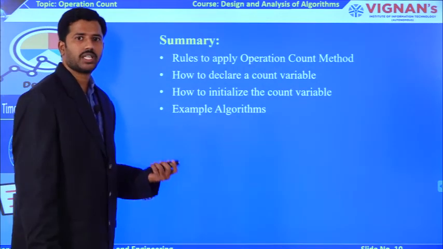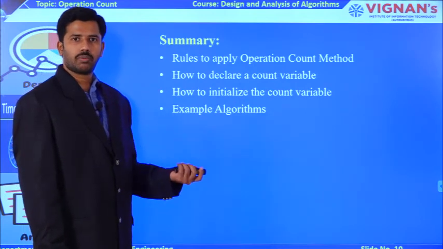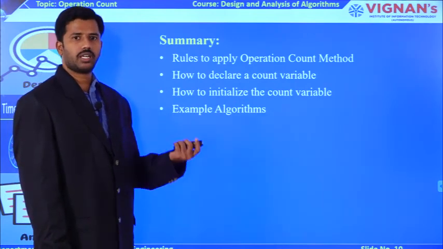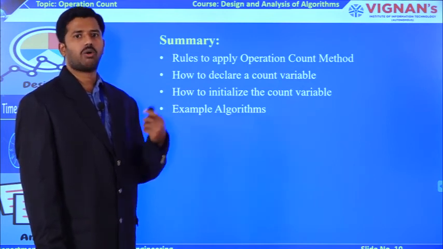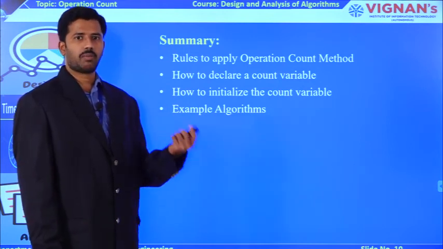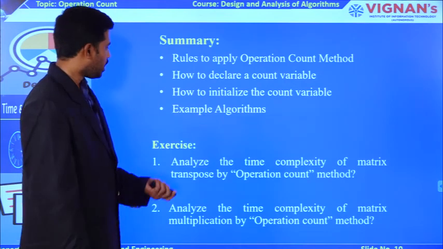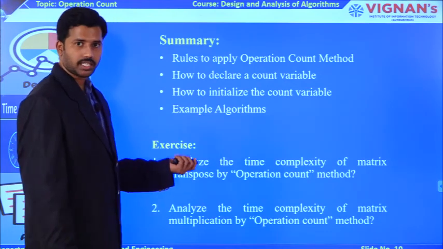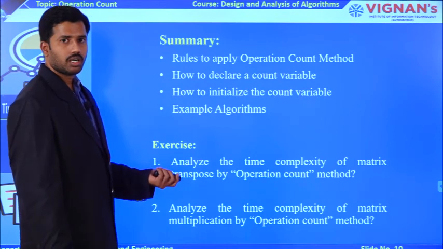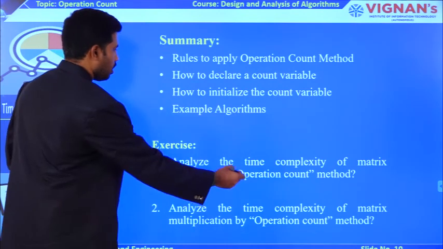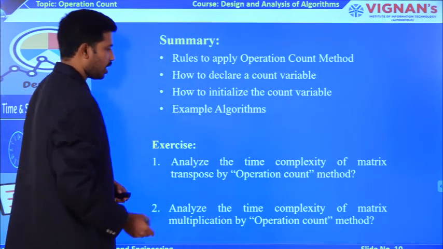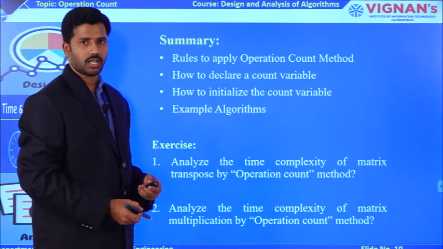So as of now we have seen how the operation count method works, how to initialize the count variable, how to update the count variable, and how to get the total time complexity with the help of some examples. Try to take this one as an assignment. Try to find out the time complexity with the help of the operation count method for the matrix transpose algorithm as well as the matrix multiplication algorithm.